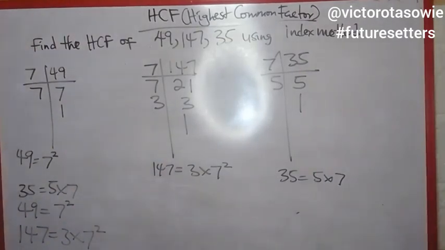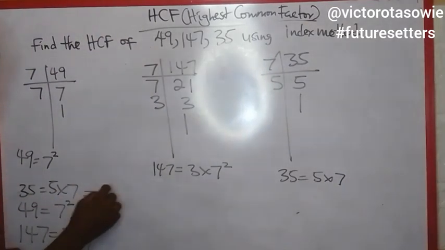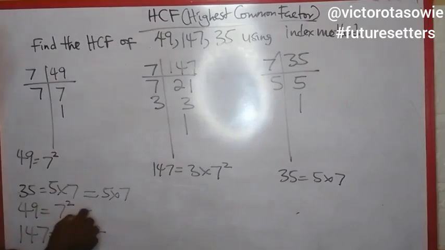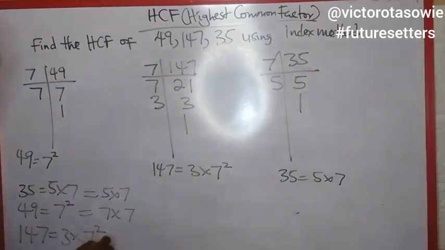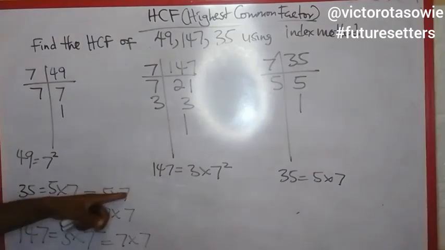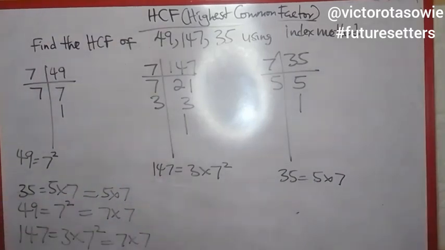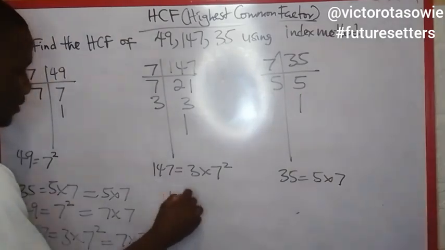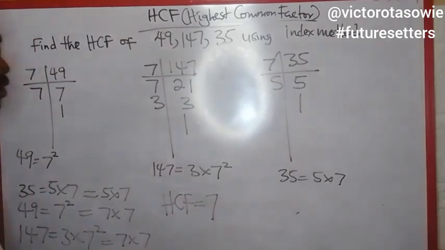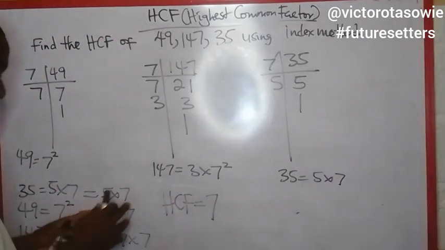Now you ask yourself, what is common among all of them? 7 is common. So you can see it's only 7 that is common, but we'll break it down. We have 5 times 7, 7 times 7, and 7 times 7. So if you check very well now, you see that 7 is here, 7 is here, 7 is here. So meaning that the HCF is 7.